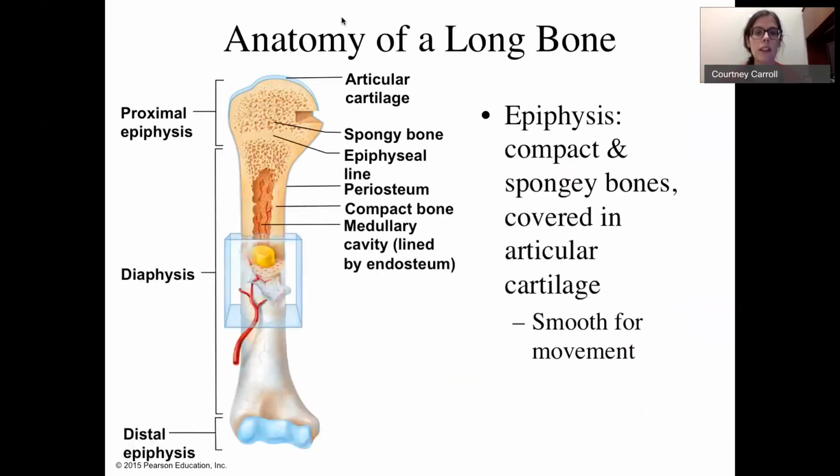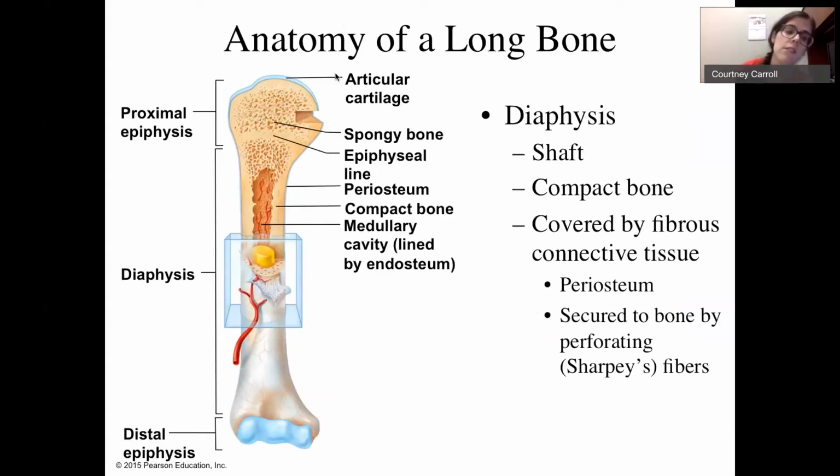So we look at the anatomy of a long bone, and again, we're going to focus on long bones here for our microanatomy. We can see that it has both a proximal and a distal epiphysis, which is the ends of it, and again, it has that compact bone on the outside with spongy bone in the middle, and it's covered in articular cartilage, which is a type of hyaline cartilage that allows for movement. Articulate means the joining of 2 bones.